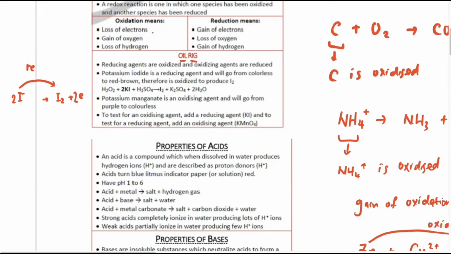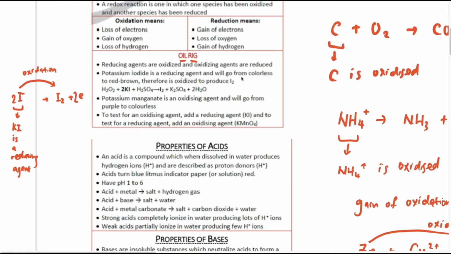Loss of electrons is oxidation. So this is oxidation. That's why over here, reducing agents are oxidized. Potassium iodide is oxidized. So potassium iodide is a reducing agent.